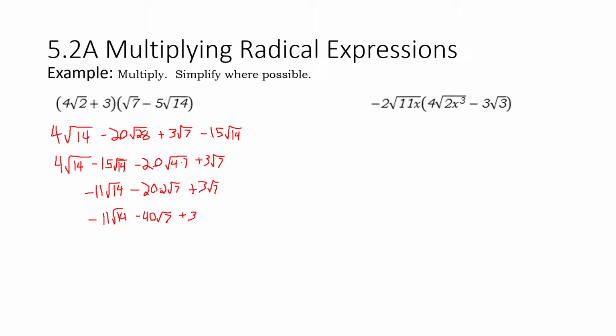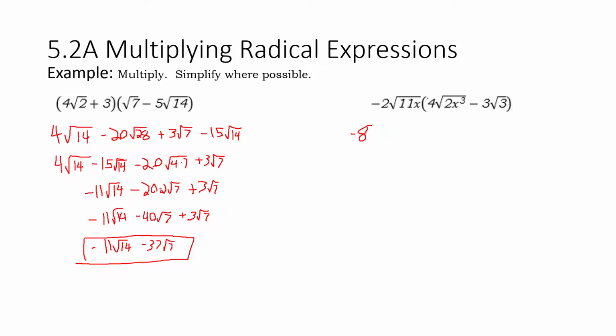And now we are able to combine our root 7s together. We have negative 40 of something plus 3 of those things will leave us with negative 37, sorry, root 7s. And there we go. For this one, it's not 2 binomials. It is a monomial times binomial. So we'll use the distributive property and multiply it inwards. So negative 2 times 4 will be negative 8.